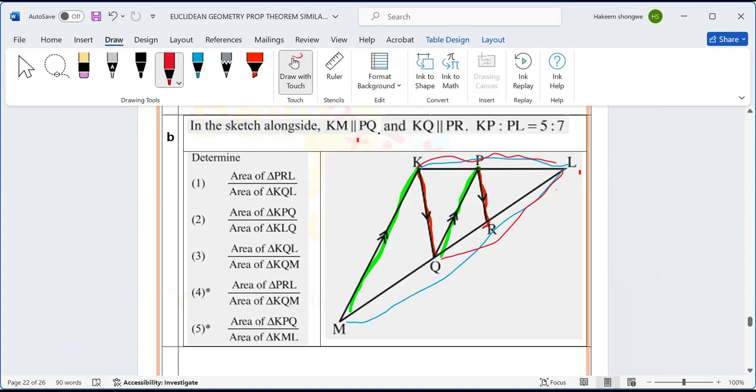So we have KP, it's 5x, and then we have PL, which is 7x. Using the letters, KP to PL is 5:7. So if we compare this one and this one, we can say KP all over PL is going to equal QR all over RL, which is going to equal 5 all over 7. And the reason is the proportionality theorem.